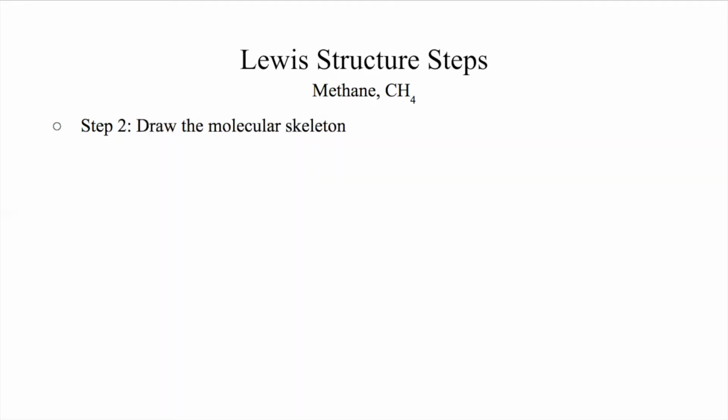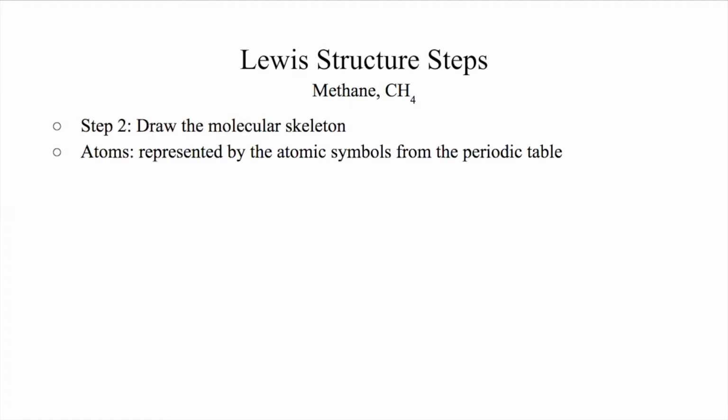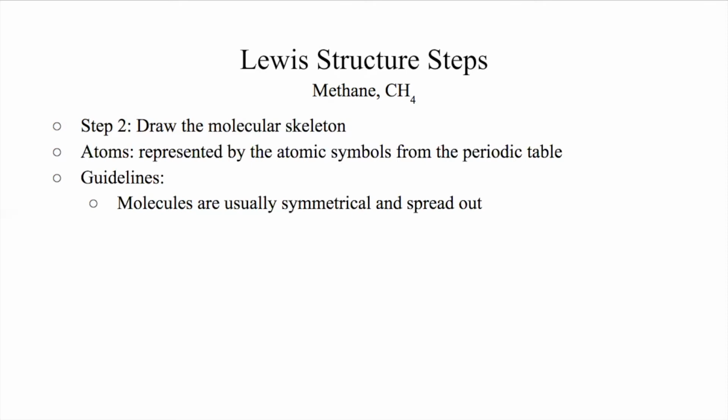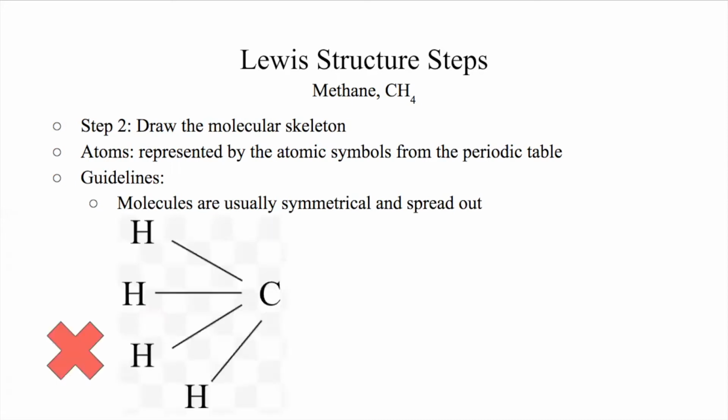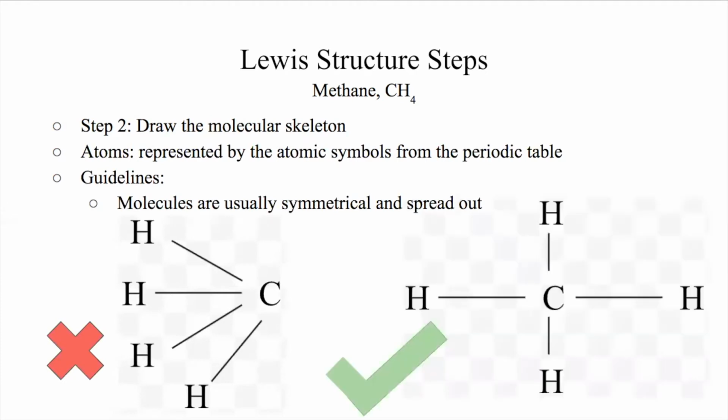Step 2 is to draw the molecular skeleton. This means that we must arrange the atoms, represented by the atomic symbols from the periodic table. There are a couple of guidelines for this step. First of all, molecules are usually symmetrical and as spread out as possible. This means that methane won't have all the hydrogens all to one side, like this. It will have them spread out evenly, like this.